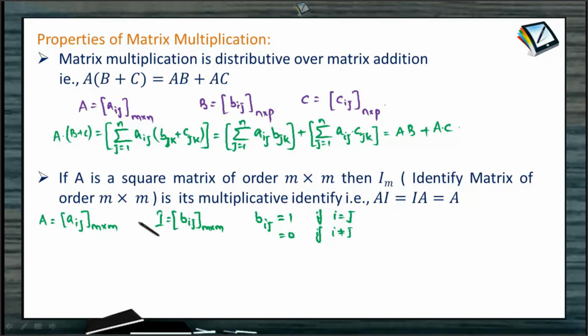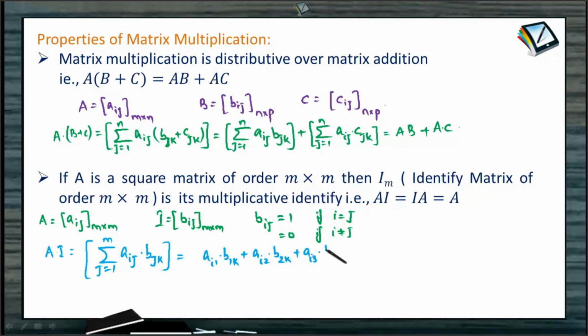Now what happens when we multiply these two matrices? A into I would be the matrix entry of sigma j runs from 1 to m, Aij into Bjk. When you expand this in sigma notation, this would be Ai1 into B1k plus Ai2 into B2k plus Ai3 into B3k, and so on. How long does this process go on? Up to Aim into Bmk. In between them there will be only one element for which you will get Bij. All the rest of the elements B would become 0.